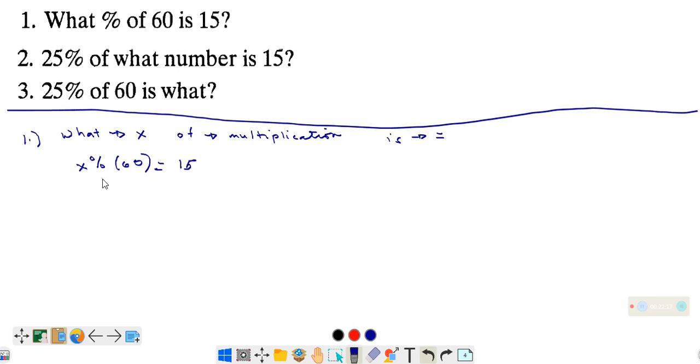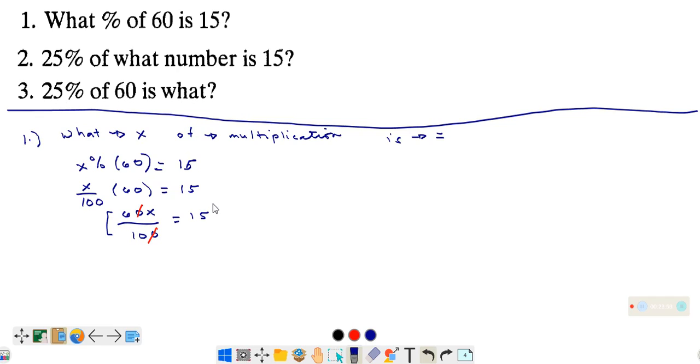Sixty is equal to 15. So, translate natin siya. X%, this is x over 100. Tama. Times 60 is equal to 15. So, we have 60x over 100 is equal to 15.